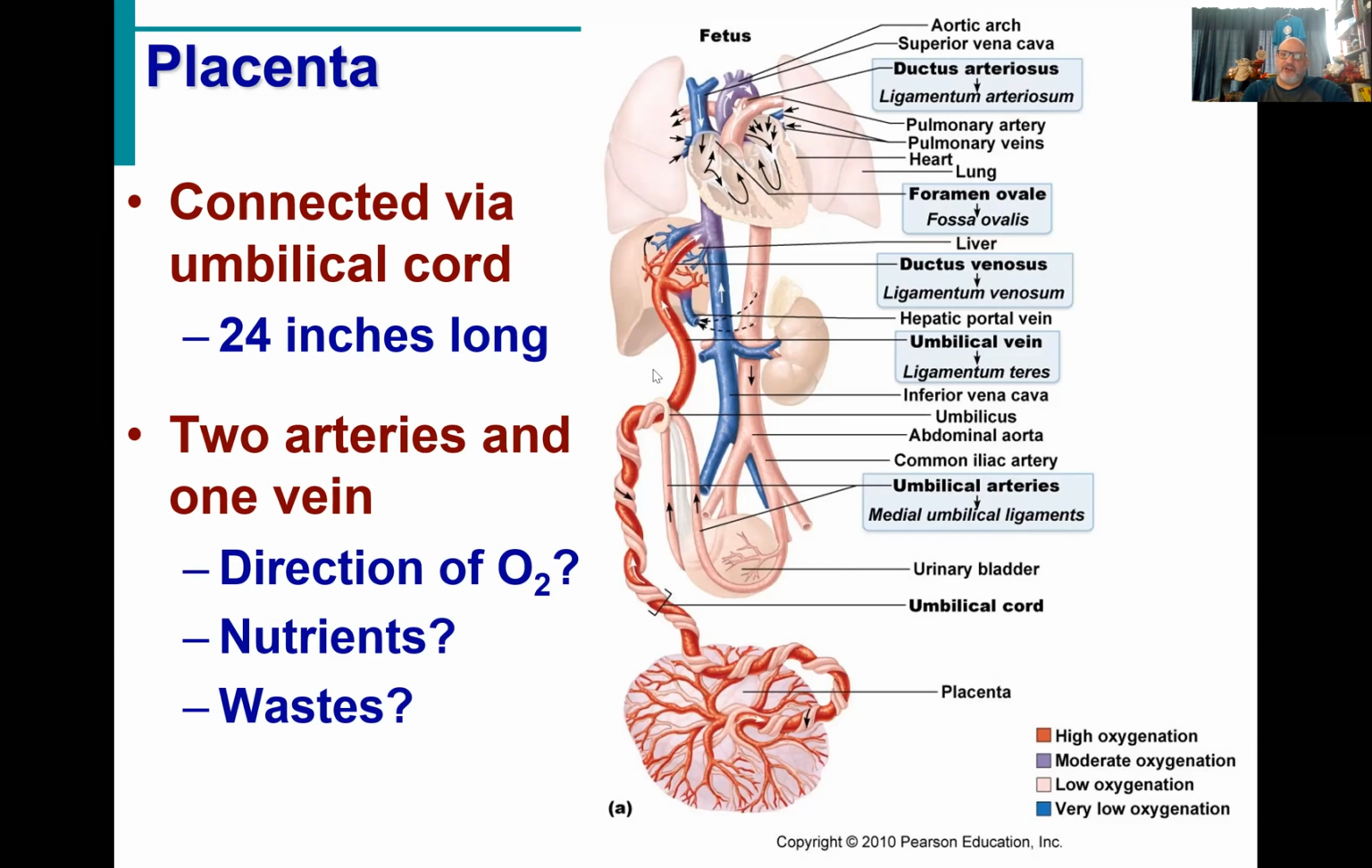And of course, as we talked about, when we bite off the umbilical cord and it dries up to be a belly button, we also know that that umbilical vein also shrivels up to be that ligamentum teres that we talked about in the liver.